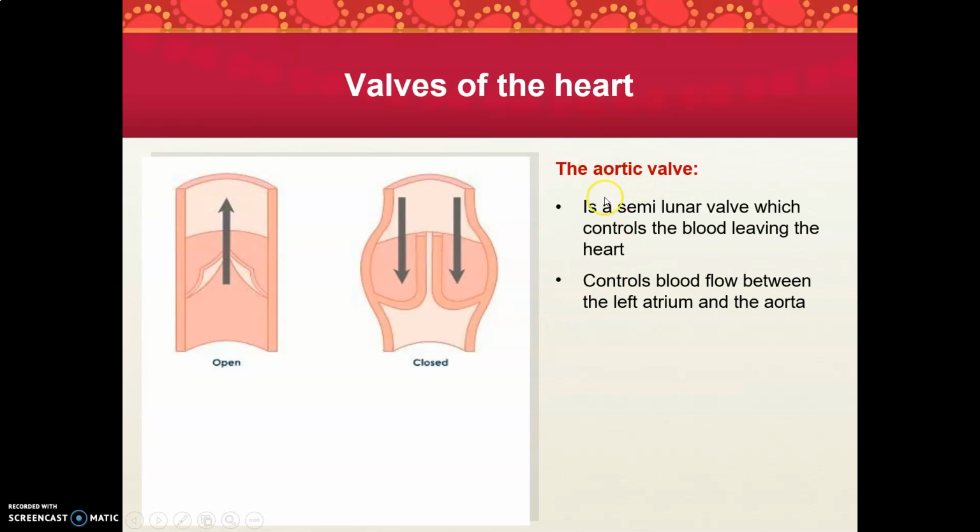The aortic valve, I told you, is also another type of semi-lunar valve. Semi-lunar means half moon-shaped valve, which controls the blood leaving the heart. So the blood which is now going to move through the aorta to the different body parts is controlled so that it does not backflow, with the help of this aortic valve.